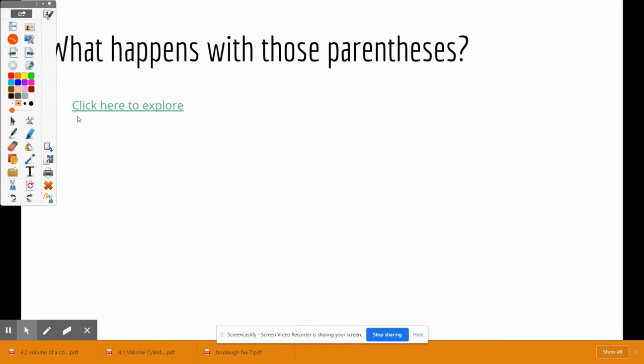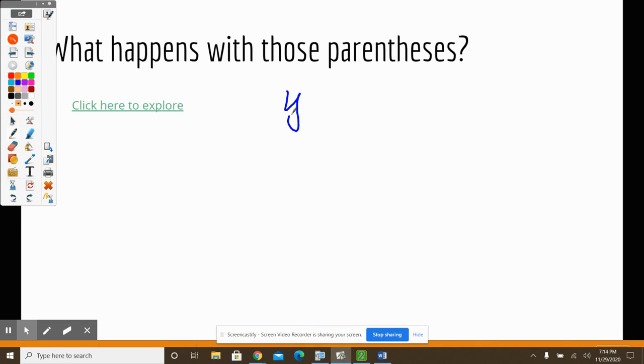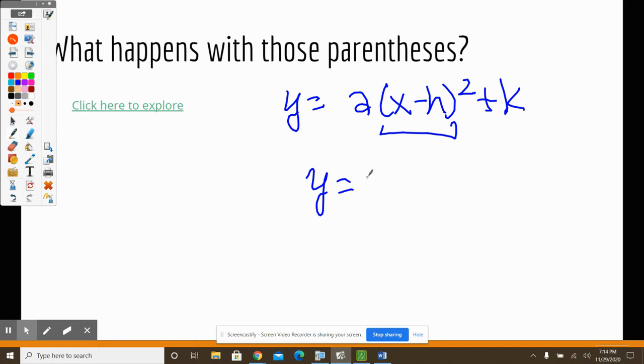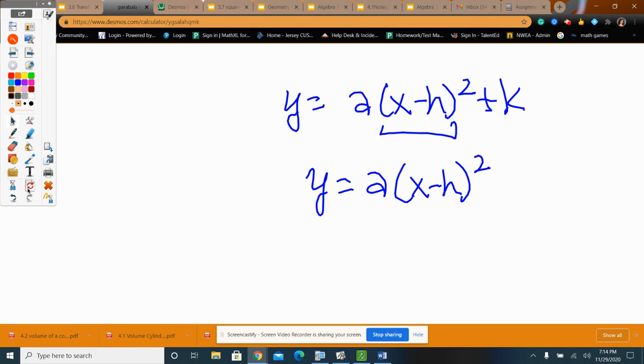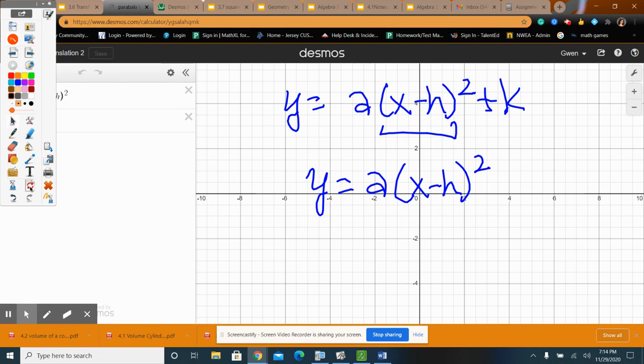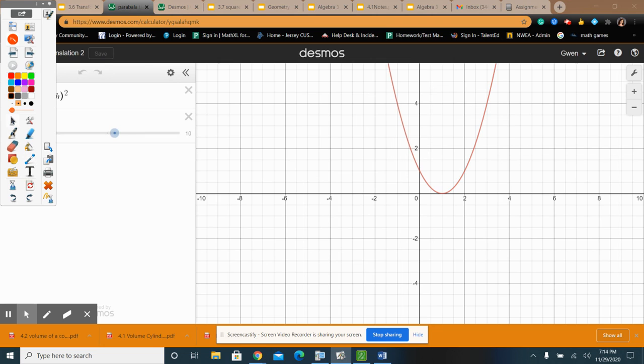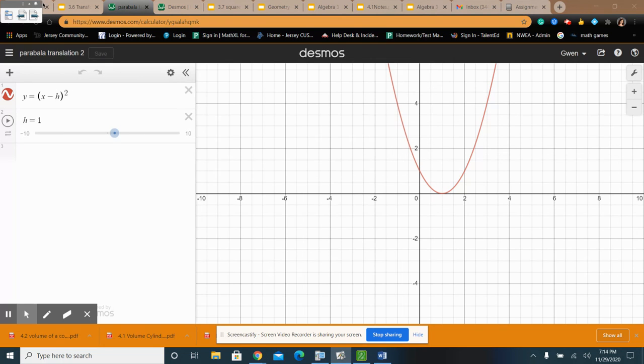Okay, so what happens with those parentheses? So this is the equation again: a(x minus h) squared plus k. Notice this has a minus sign in the parentheses. So the parenthesis is what we're looking at here, just the a(x minus h) squared. And I just put 1 in for a in our example here. So we're all going to compare it to the mother function. This one's going to be a little bit different. You might have an idea already of what you think is going to happen, but let's see if we can figure it out.